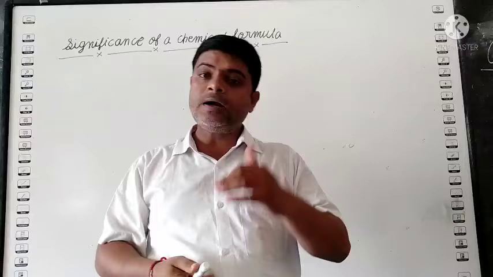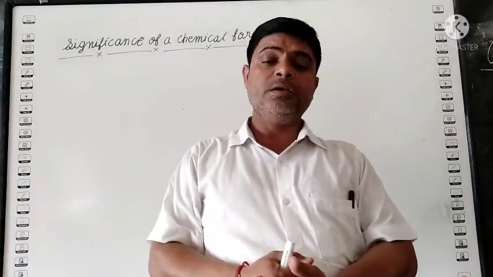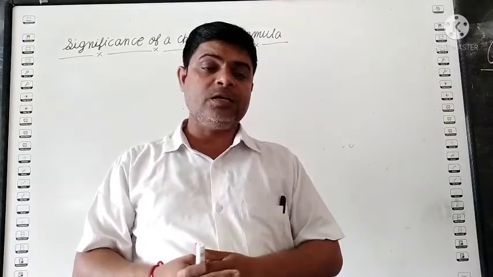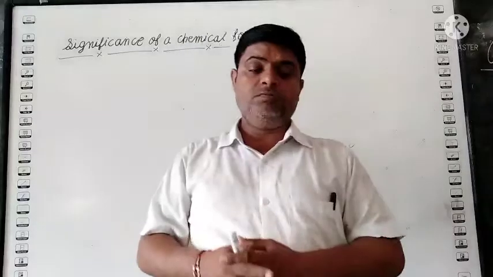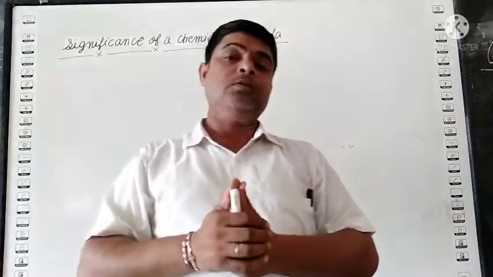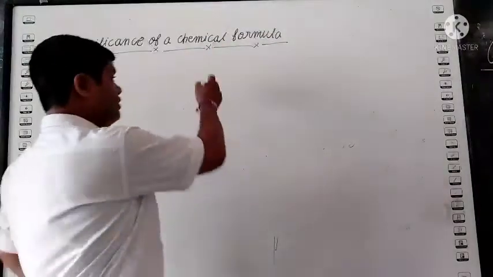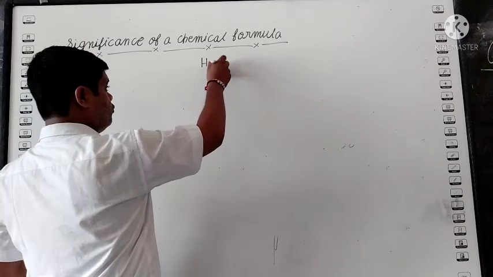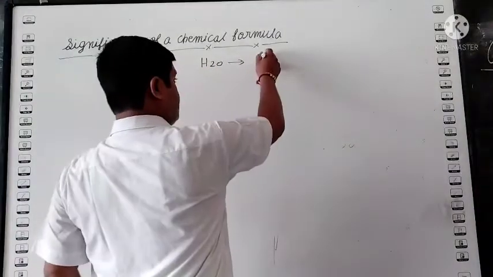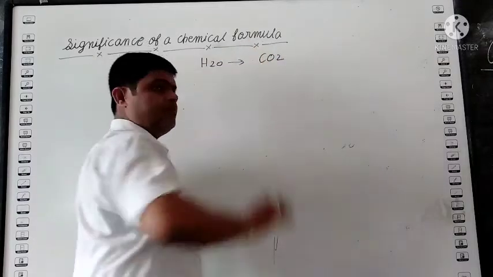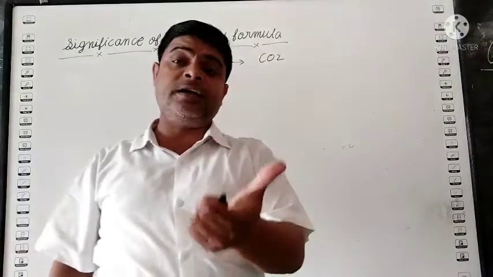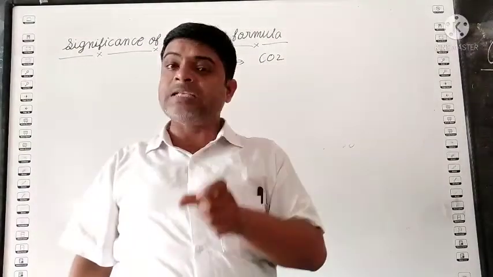Okay, student, so what is the importance of chemical formula? The first point of the significance of chemical formula is the name of the compound. It means we easily identify the name of the compound. Suppose we write H2O, we easily identify this is water. Similarly, if we write CO2, this is carbon dioxide. So the first significance is we easily identify their name, and it takes very little time.